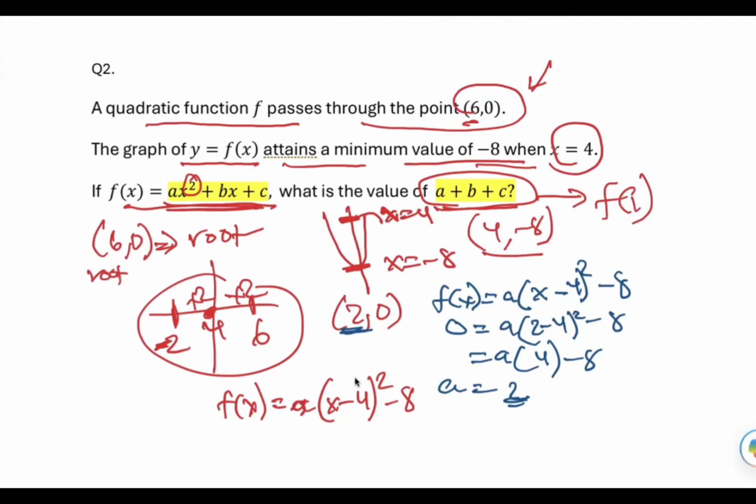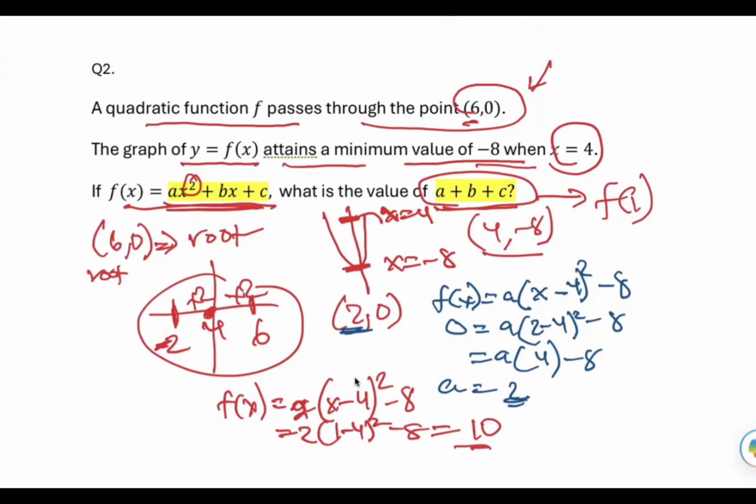I know a is 2. So 2(1 - 4)^2 - 8. And this will give you 10 if you calculate, because this is 9, 9 times 2 is 18, and 18 minus 8 is 10. And therefore, f(1), which is a + b + c, is 10. That is the completion of the algebra. How long does it take you? If you know what to do, it does not take more than 30 seconds.